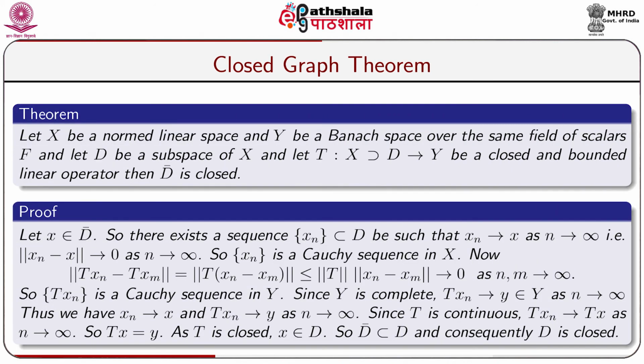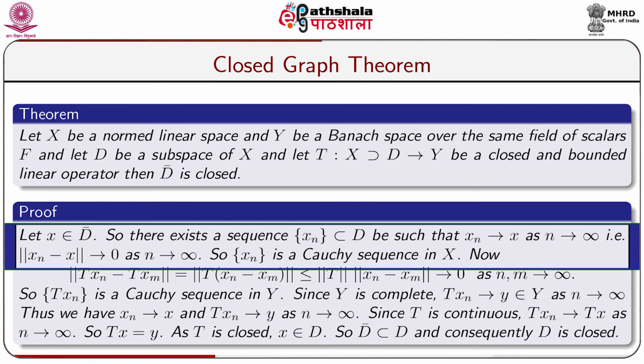Let capital X be a normed linear space and capital Y be a Banach space over the same field of scalars F, and let capital D be a subspace of capital X, and let T be a mapping from D to Y, where D is a subset of X, be a closed and bounded linear operator, then D is closed. Now we are going to prove this theorem.